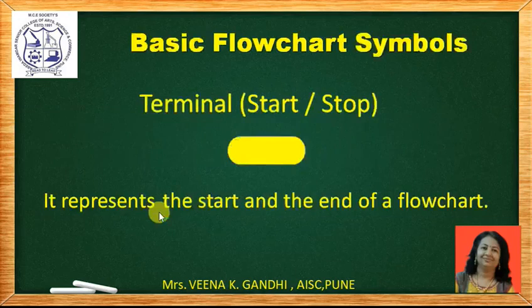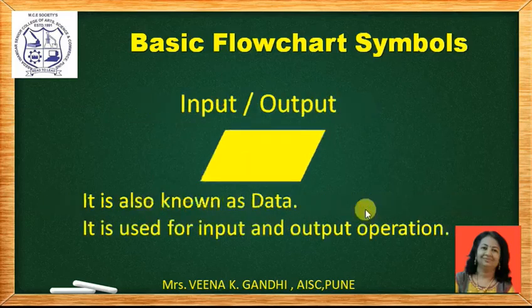Let us see what symbols are used in flowchart. The first symbol is called terminal. It is also known as start or stop symbol. It represents the start and end of the flowchart. Next symbol is input or output symbol. It is also known as data. It is used for input and output operation like read A, print B, etc.